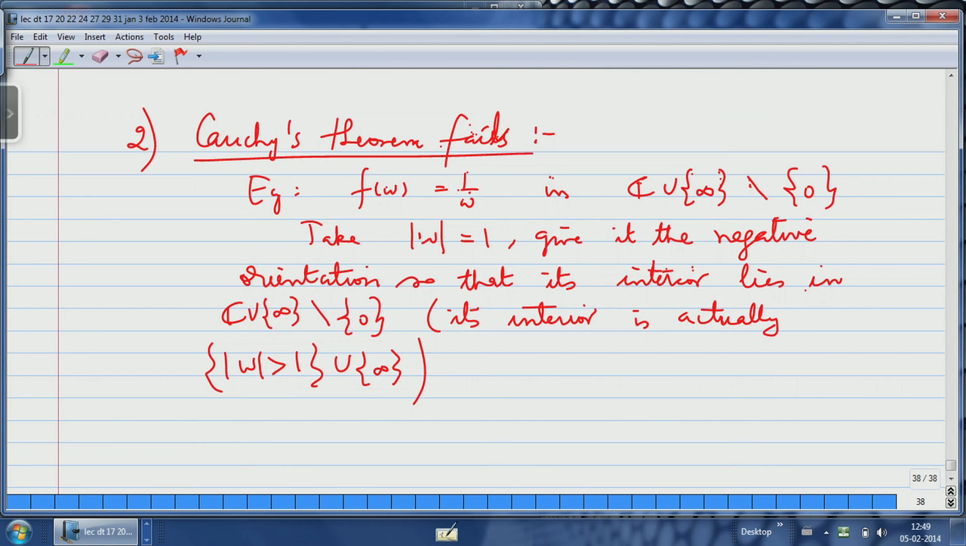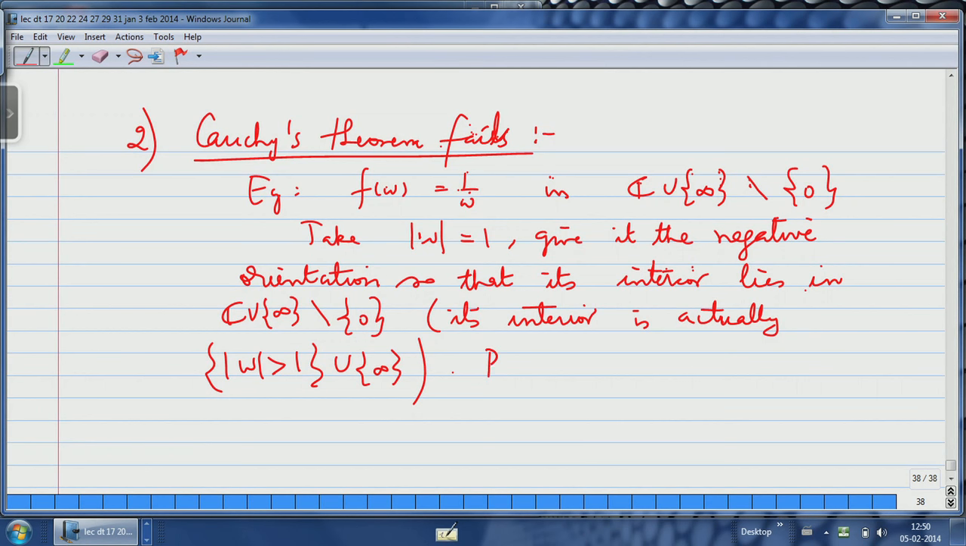It is actually the exterior, because if you change the orientation, the interior and exterior get interchanged. Let me recall from a first course in complex analysis what the interior and exterior are. The rule is that the interior of the region is the region that lies to your left as you walk along the curve. If I take the unit circle and give it the positive orientation, walking in the anticlockwise sense, then what lies to the left is the inside of the unit circle, which is the interior. And if I give it the clockwise orientation, walking clockwise around it, then what lies to my left will be the exterior of the unit circle.